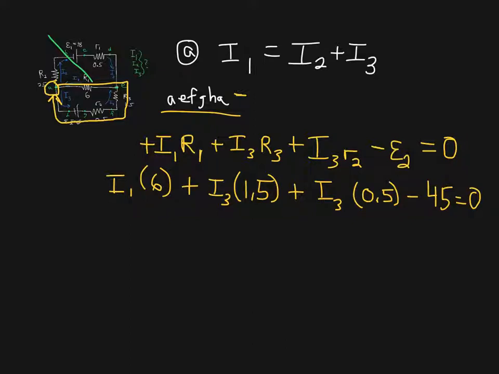And I'm going to shuffle things around a little bit. I don't like it when the numbers come after my letters. I like the numbers to come before. So I'm just going to move them to be before. That's okay. So I have 6 times I1 plus, sorry, that's not 3, 2 I3 minus 45 equals 0.